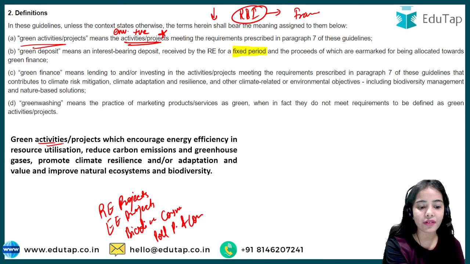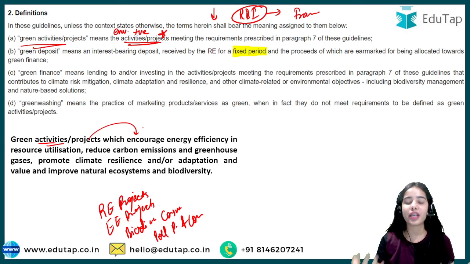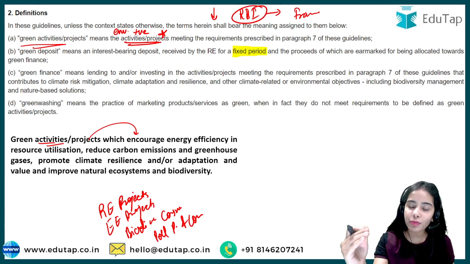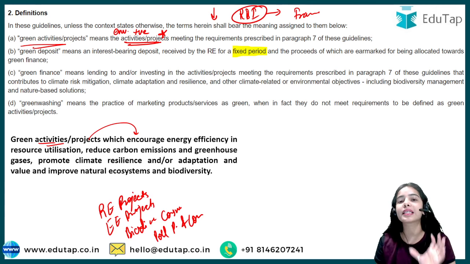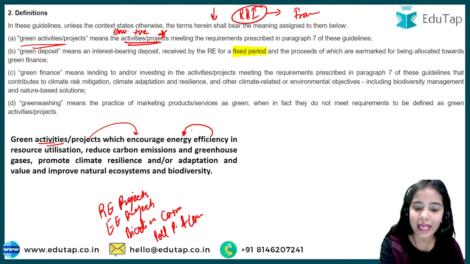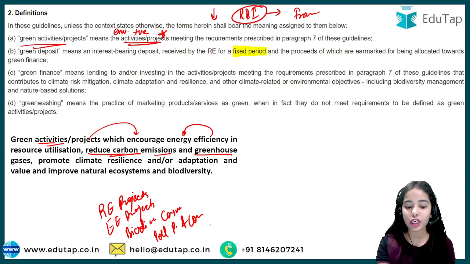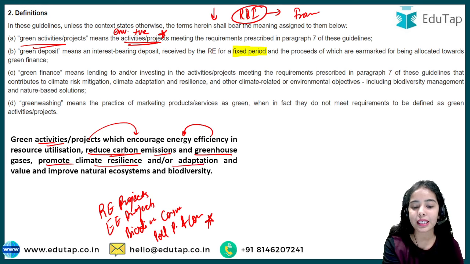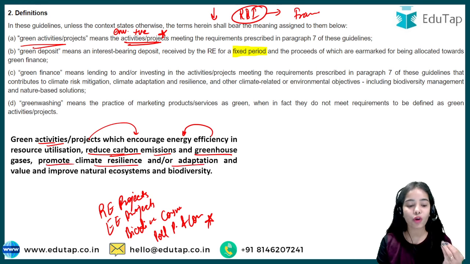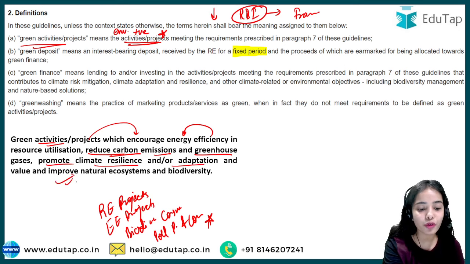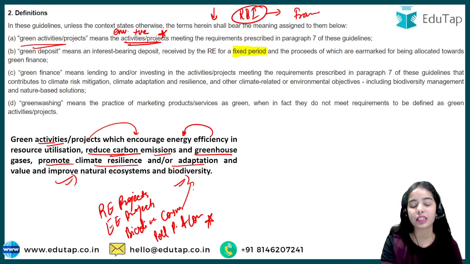So the green activities or projects encourage energy efficiency in resource utilization. The resource should be utilized at the optimum level, efficiently utilizing the energy also. The efficiency in energy utilization should also be there. The reduction in carbon emission, the reduction in greenhouse gases should be there. So pollution prevention and control is needed. Promotion of climate resilience and adaptation to the climate, we need to do that. Improve the natural ecosystem, and biodiversity conservation should also be there.